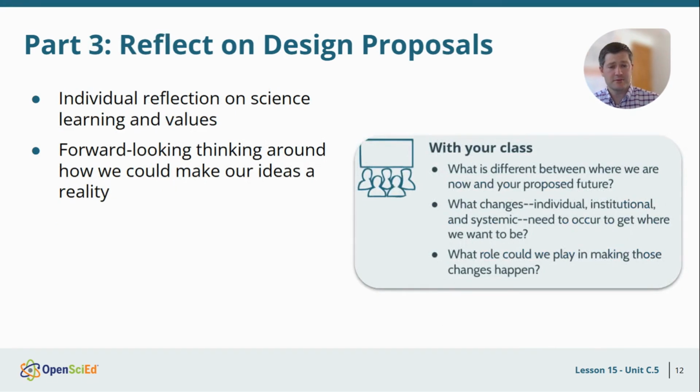Then in part 3, students are going to reflect on their design proposals. There's some individual reflection, as well as some class discussions with forward-looking thinking around how we could make our ideas a reality. So the goal here is not process. The goal is actually looking toward the future. What do we actually do to make some of this happen?